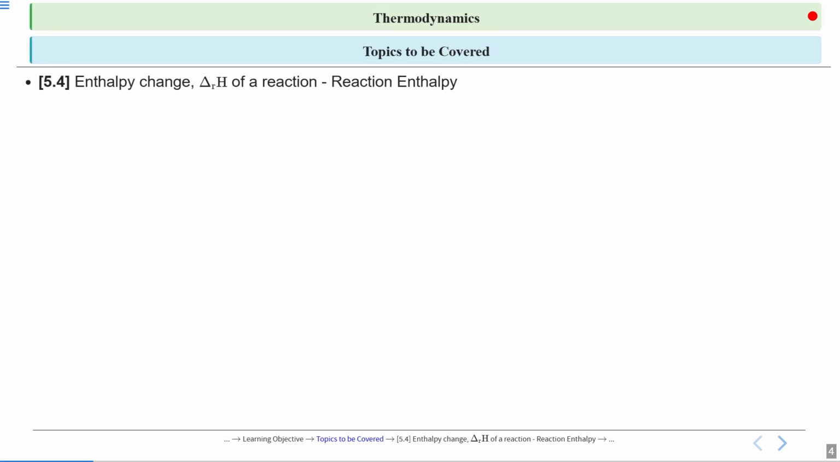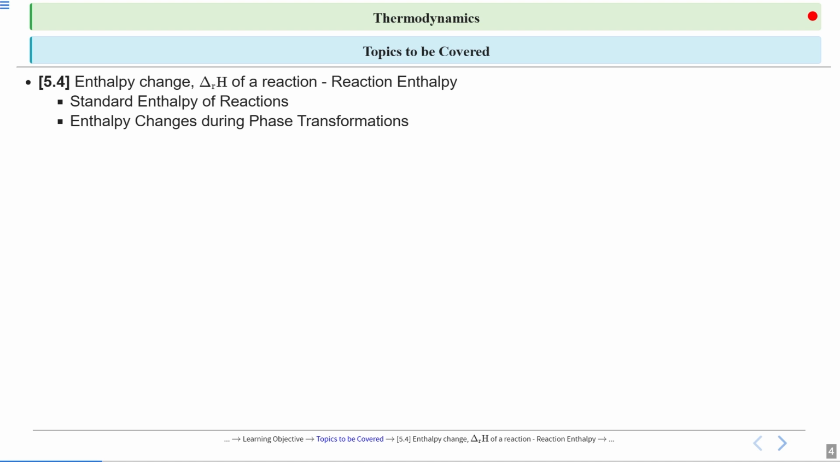If I specifically talk about the NCERT topics that we are going to cover, we are covering section 5.4, which is the enthalpy change, delta RH, for a reaction, that is known as reaction enthalpy. Then in that, we'll see the standard enthalpy of reactions, enthalpy change during phase transformation. So this is your first type of process that we will cover in terms of enthalpy. After that, we will look at the standard enthalpy of formation. So this is the second type.